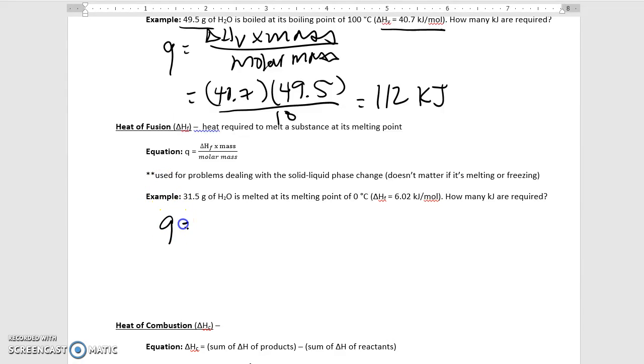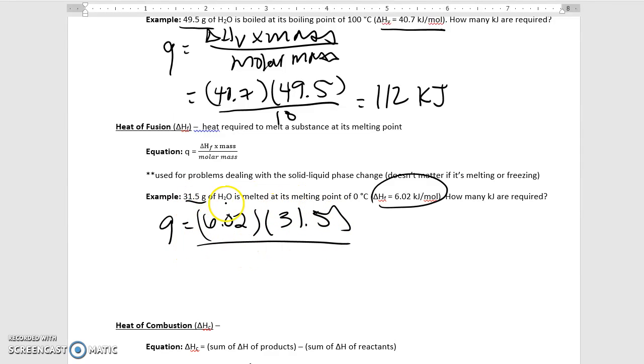So Q equals delta HF, which is this number right here, 6.02, times the mass given to you in the problem here, 31.5, divided by the molar mass. Once again, notice we do have water, same molar mass of 18. So if you take 6.02 times 31.5 divided by 18, you're looking at 10.54 kilojoules. That's it for these problems.